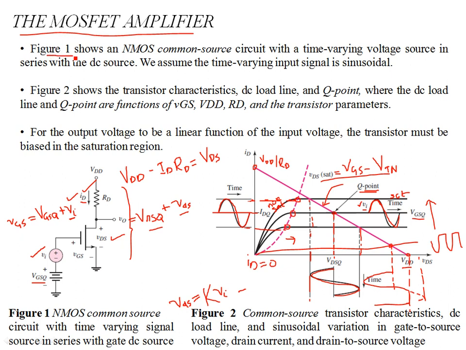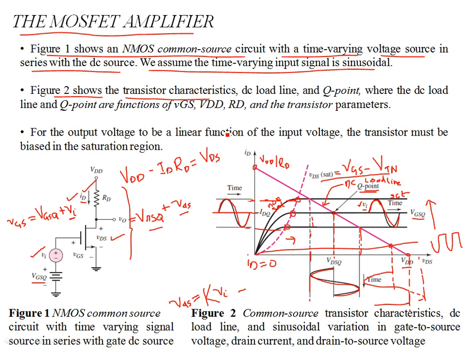So now figure 1 shows an NMOS common source circuit, with a time varying voltage source in series with a DC source. We assume the time varying input signal is a sinusoidal signal, which is shown over here. Then figure 2 shows the transistor characteristics. We have discussed the DC load line over here. This solid pink line is your DC load line, and the point where it intersects with the IV curves, we call the Q point. So this is the DC load line.